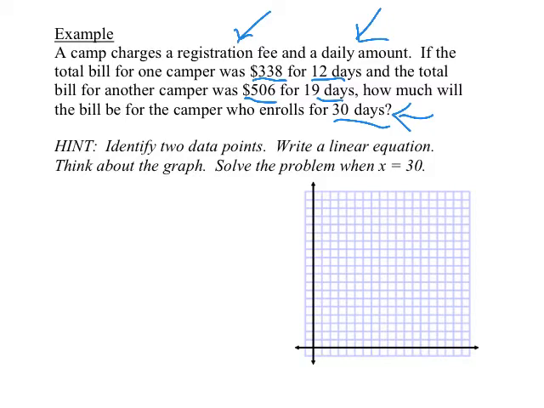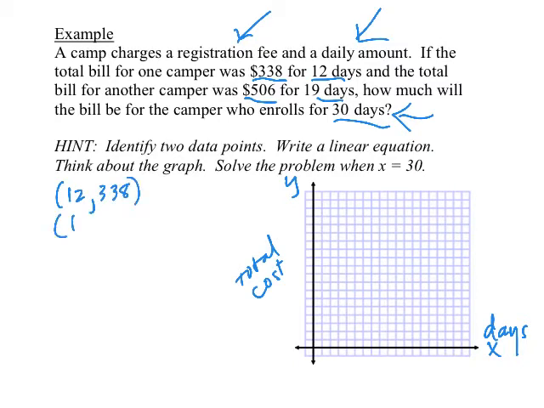So x is going to be the number of days, and y is going to be the total cost. Great, I'm going to write these as ordered pairs. We have 12 days is $338, and 19 days is $506. So they gave me 2 points. All right. Let's plot these. I think I'll do every box is 2. So 2, 4, 6, 8, 10, 12, 14, 16, 18, 20. All right, that should cover us.